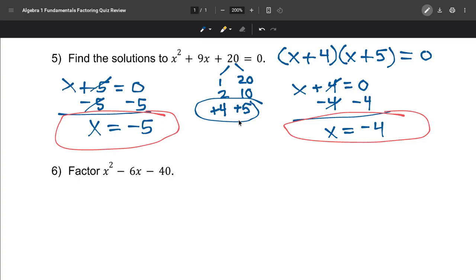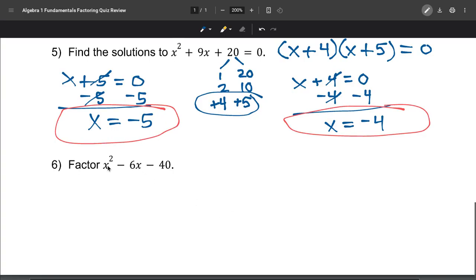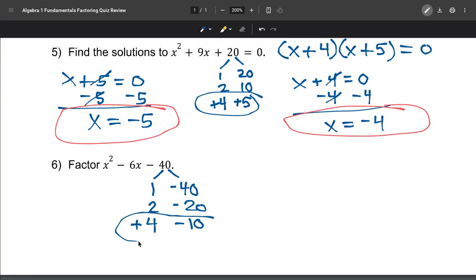All right, last problem. We're going to factor x squared minus 6x minus 40. So I have a negative 6 and a negative 40 here. That means the factor that's further away from 0 on the number line has to be negative. So I could do positive 1 times negative 40. That fits that criteria, but they don't add to negative 6. Do positive 2 times negative 20. Do positive 4 times negative 10. Now this pair here, positive 4 plus negative 10, that adds to negative 6. So I'm going to use that.